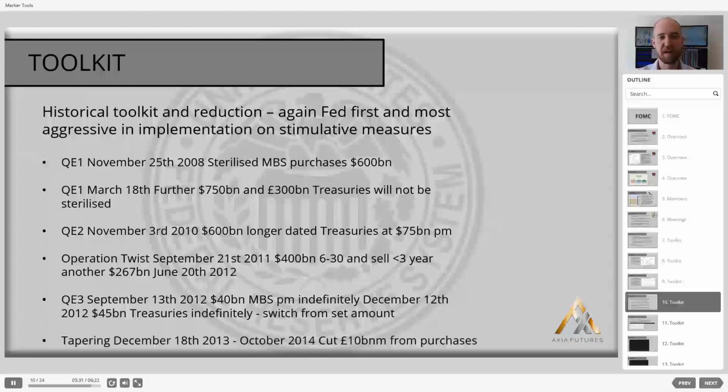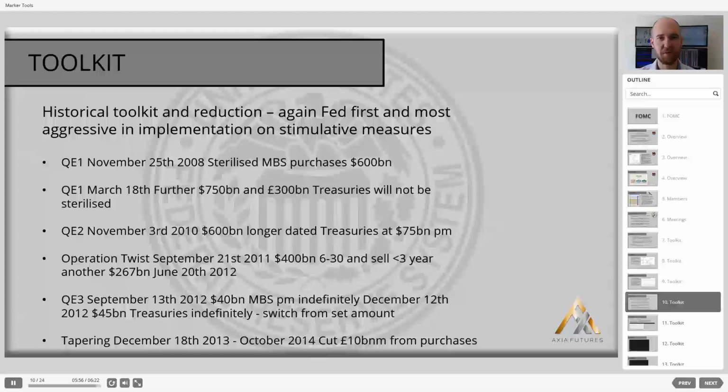And finally, tapering. This was announced in December 2013, and what the Fed decided to do is to reduce their purchases. They would reduce the amount they buy by 10 billion per month. Now remember, the key thing here is they're not actually stopping buying, they're just buying less per month. So this buying of treasuries still remains.